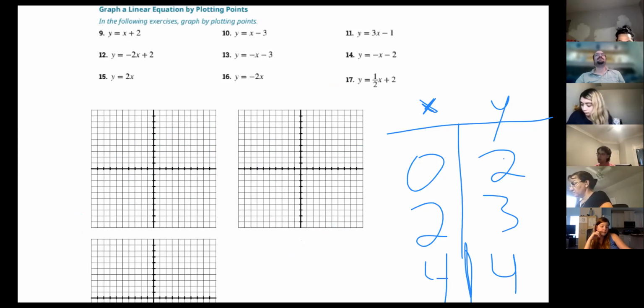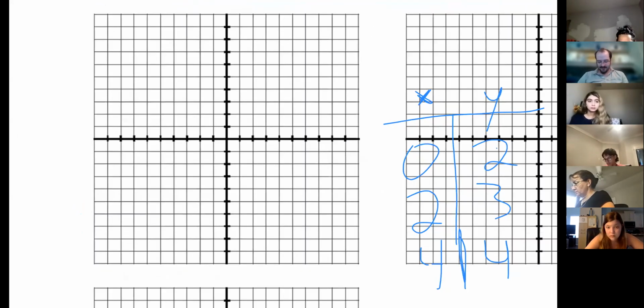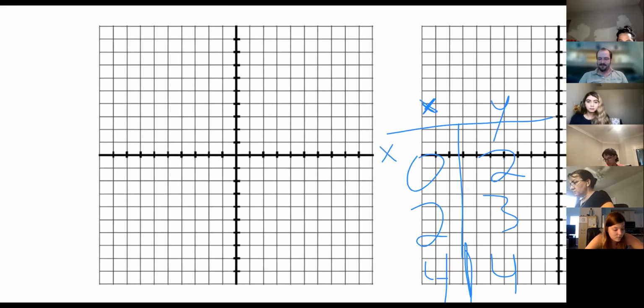Questions about how we got these points? Are we understanding how to get points from an equation? And then the next thing, let me get this a little larger, and we've got to plot these points. I've been kind of lazy, but every time you do a graph, you should really label your X and Y axis. Do as I say, not as I do, right?